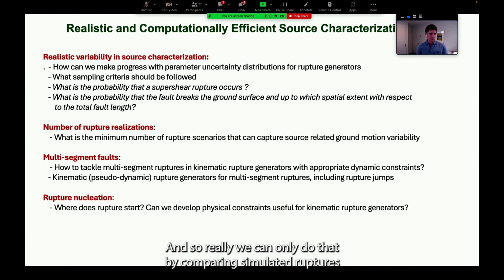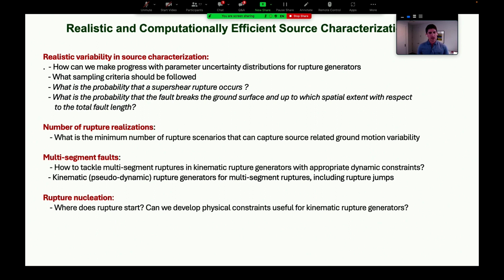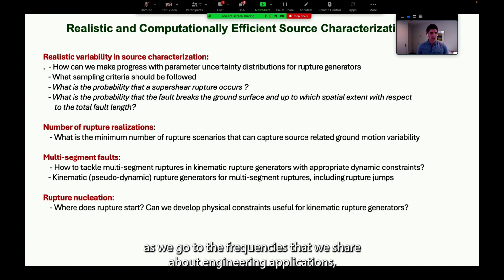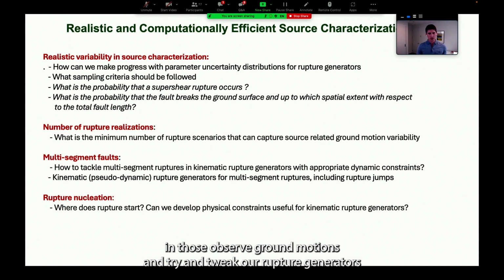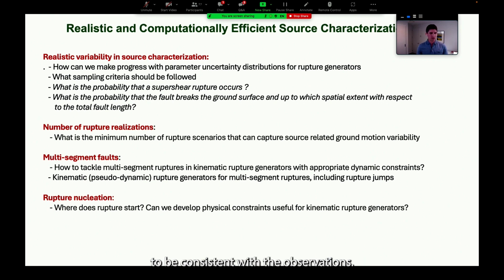And so really we can only do that by comparing simulated ruptures and the resulting ground motions at locations of observation. And naturally, as we go to the frequencies that we care about for engineering applications, that means we're not just measuring the quality of the rupture generator, we're actually talking about the 3D earth structure and the very near surface site response as well. So we have to untangle what is the role of source in those observed ground motions and try to tweak our rupture generators to be consistent with the observations. So those would be my general comments.